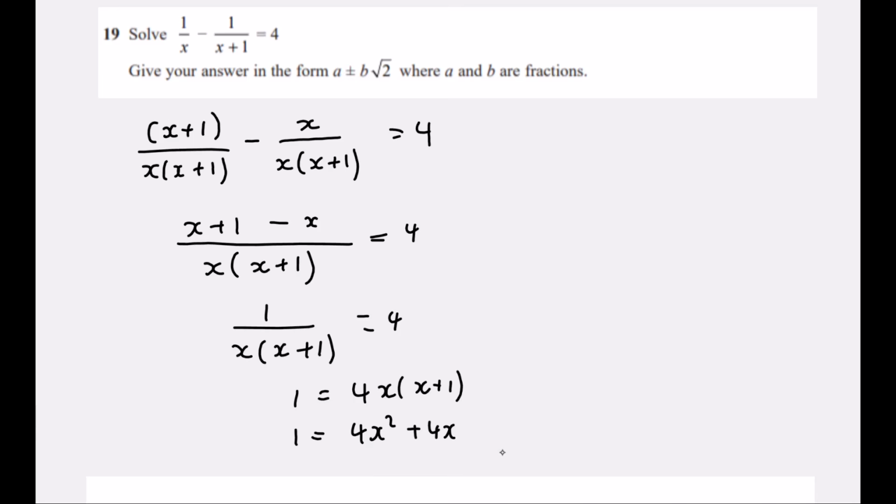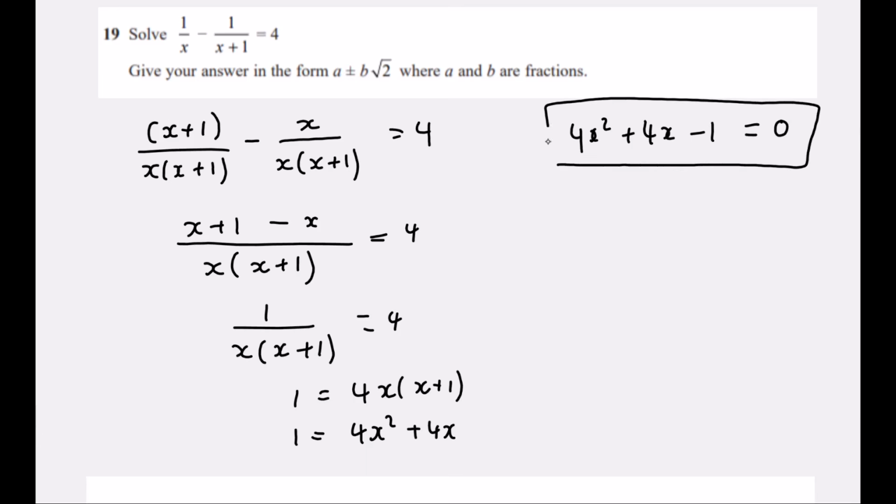So we've got a quadratic. To solve a quadratic, we make it equal to 0. So I'm going to write 4x squared plus 4x minus 1 equals 0. So we've got our quadratic ready to solve. We need to give our answer in the form a plus or minus b root 2, where a and b are fractions. So we can use the quadratic formula. That's going to be the easiest way, I think. So a is 4, b is 4, and c is negative 1.